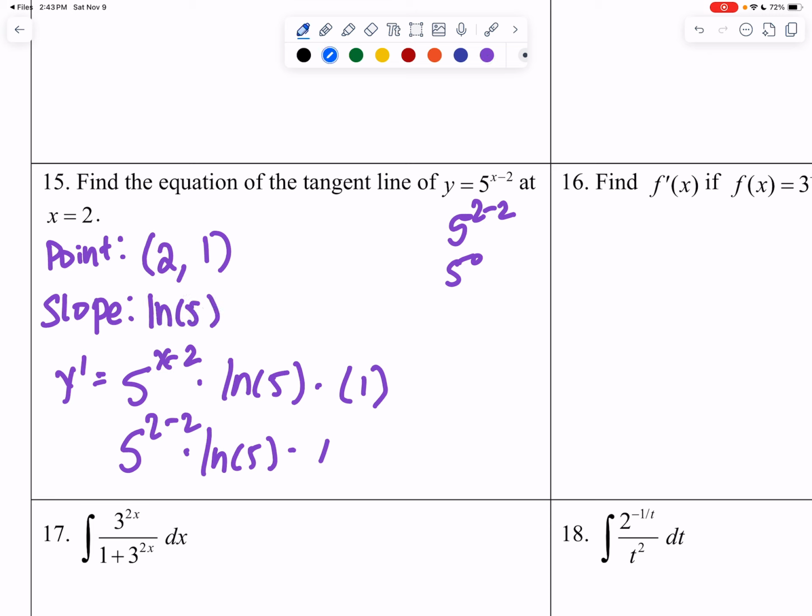So you have your point, you have your slope. Go ahead and put everything together. You have y minus 1 is equal to ln of 5 times (x minus 2). This would be your equation of the tangent line.